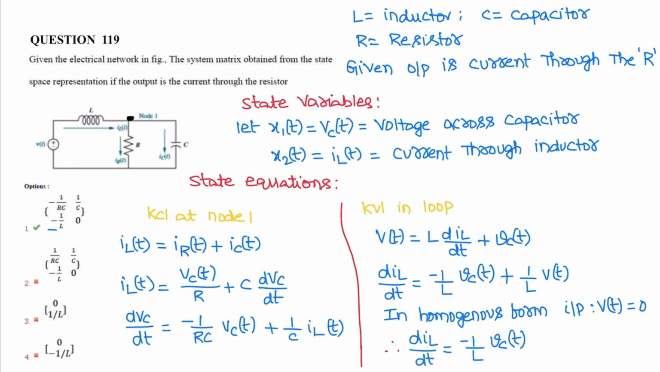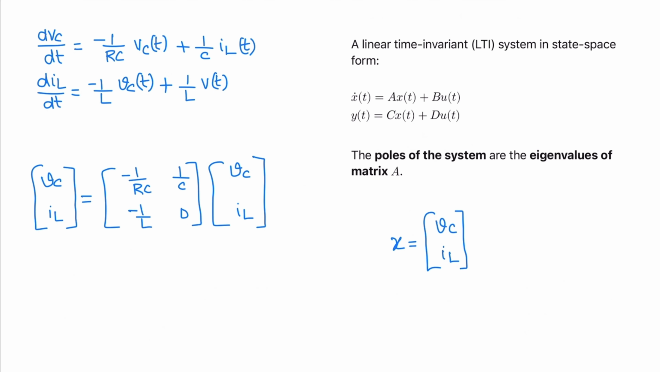These two are the state equations. So write the two state equations. We will have Vc dot equals minus 1 by Rc, plus 1 by C, times Vc and IL, and IL dot is equal to minus 1 by L, comma 0, and 1 by L is the input.